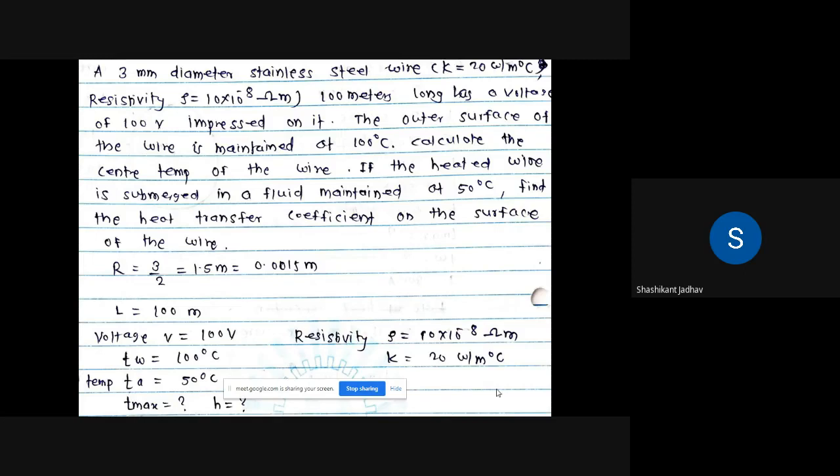Bracket complete. Resistivity rho is equal to 10 into 10 raised to minus 8 ohm meter. Bracket complete. 100 meters long.